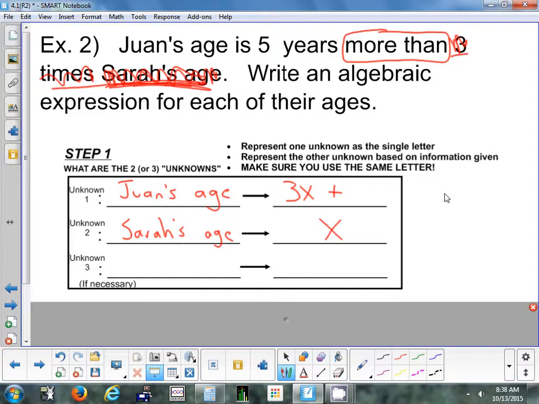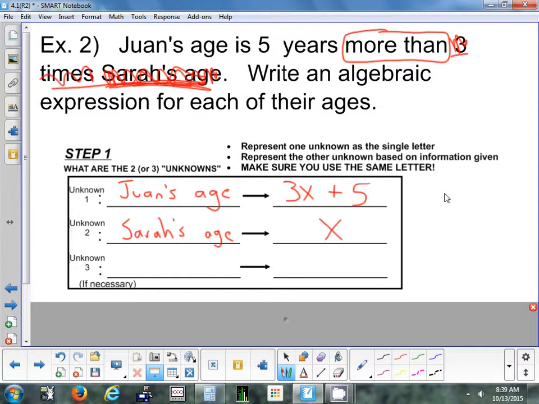5? Right? We can't use the 3 times. We already used it. All right? So it's going to be more than 5. This is 3 times more than 5. That's all we have to do. There's nothing we can solve or anything like that. All we have to do is just set it up. So Juan's age, when I represent it, is 3x plus 5.